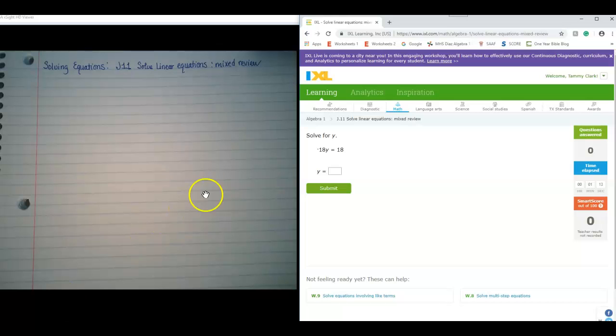Good day. We're going to be looking at J11, solving linear equations, which is a mixed review. So we're going to see some one-step, two-step, multi-step, whatnot. So we'll just jump in and get started.